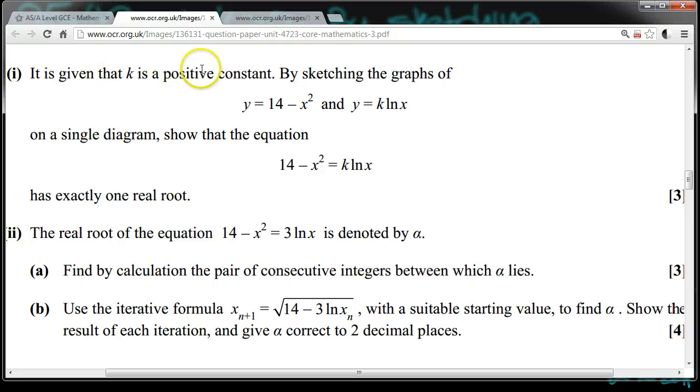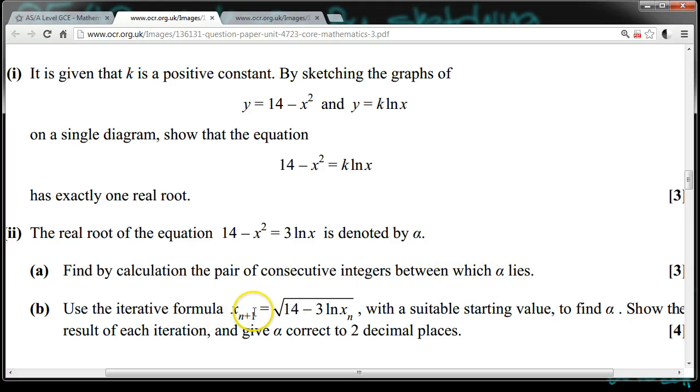It is given that k is a positive constant. By sketching the graphs y equals 14 minus x squared and y equals k log x on a single diagram, show that the equation here has exactly one real root. The real root of this equation is denoted by alpha. Find by calculation the pair of consecutive integers between which alpha lies.